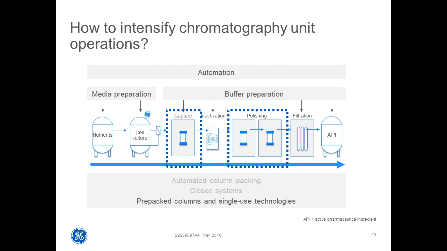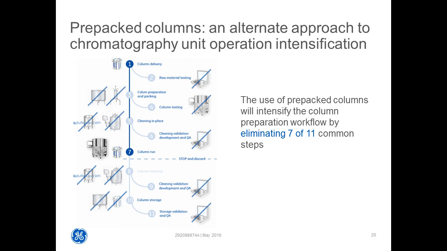So far we've been talking about chromatography unit operations from a clean and reuse perspective. There's a completely different perspective that we can take here, which is to utilize pre-packed columns in order to do the purification step. This is an example where we looked at the workflow comparison between clean and reuse columns and pre-packed columns, and the end results are really impressive. As you can see here, we've eliminated 7 of the 11 common steps associated with column packing when you make the shift towards pre-packed columns.